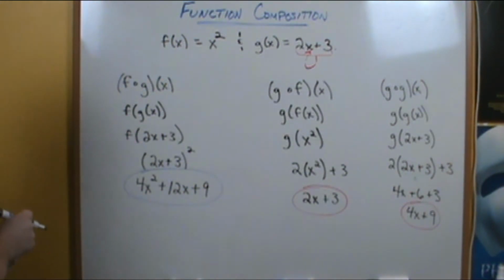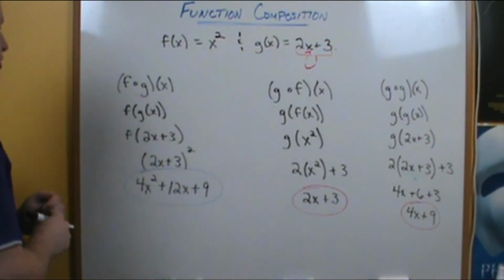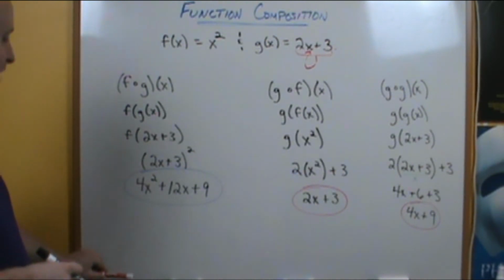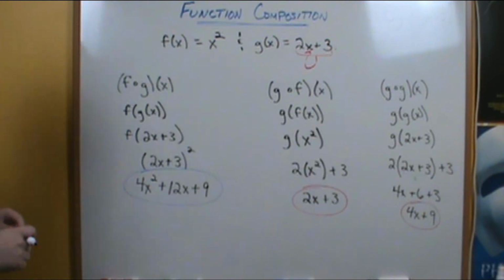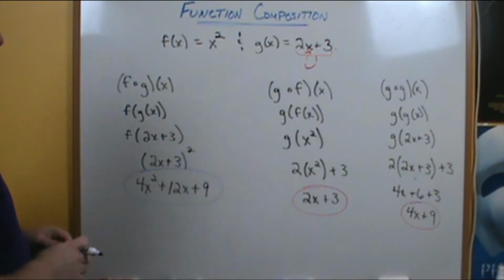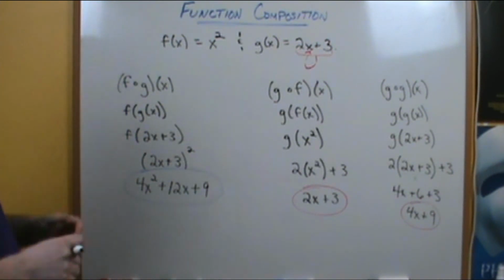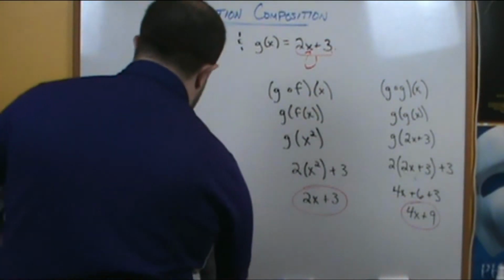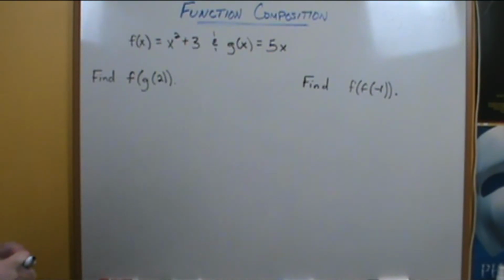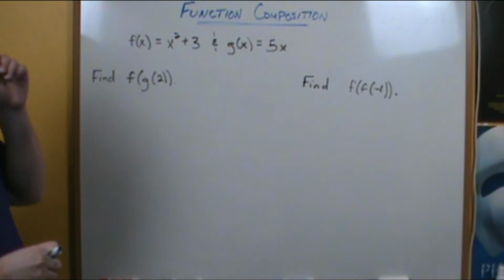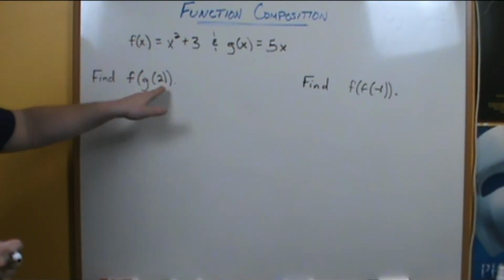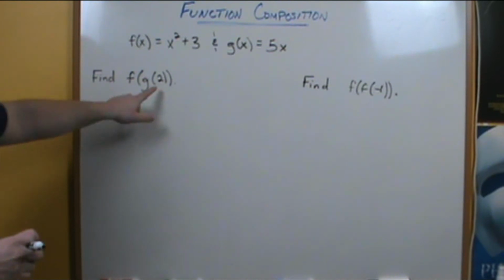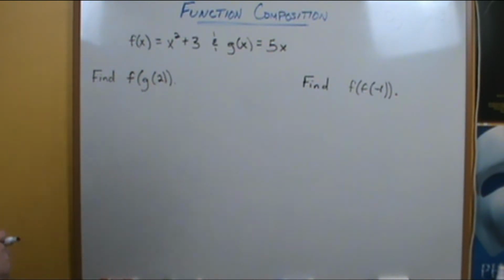So that's composing two functions at any value of x. The next couple of examples are going to be evaluating these compositions of functions at a specified value of x. Here are two final examples that talk about function composition and evaluating these function compositions at a defined value of x.